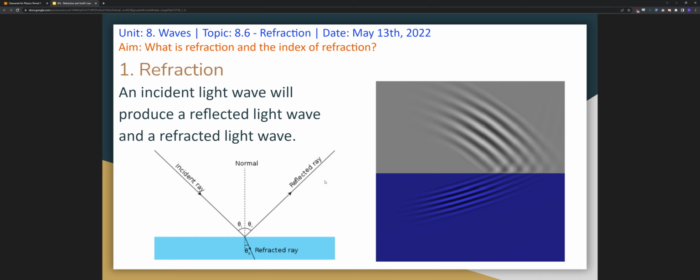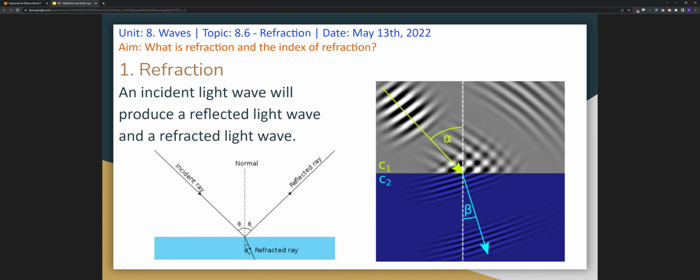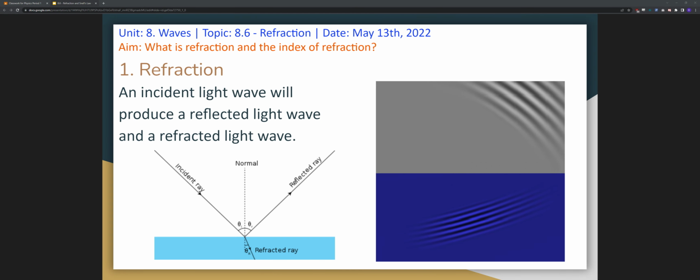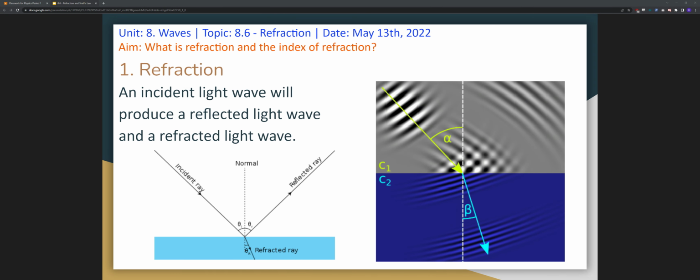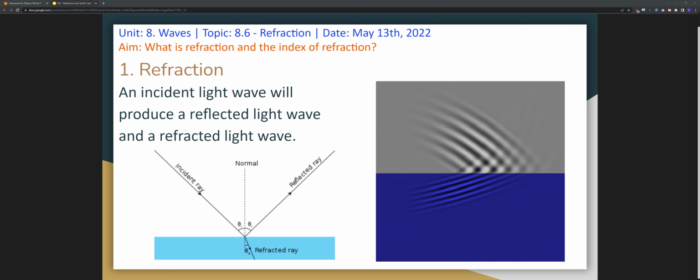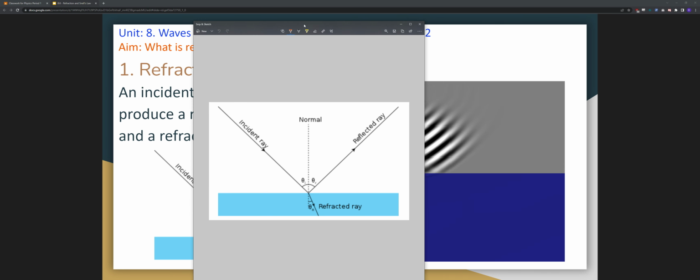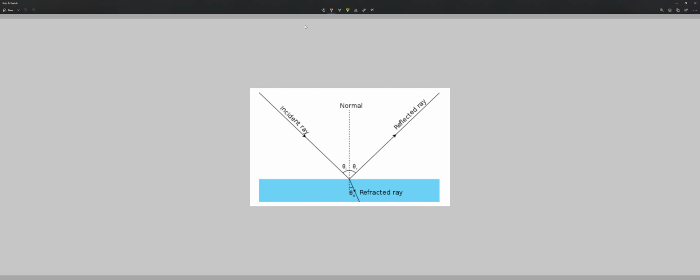And this is always true here. In a wave, you must have an incident ray, you must have a reflected ray, and you must have a refracted ray, right? So all three of these must be true. And this is something important here. So let's say this is air, and this would be water. And so this is the boundary between air and water.